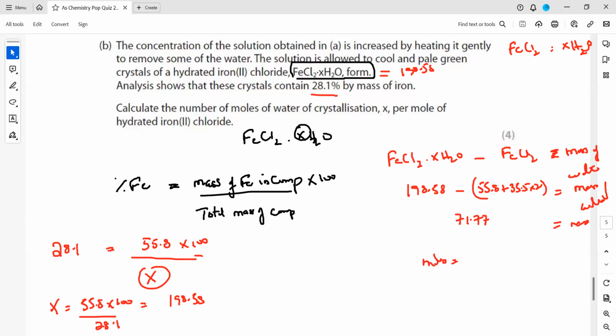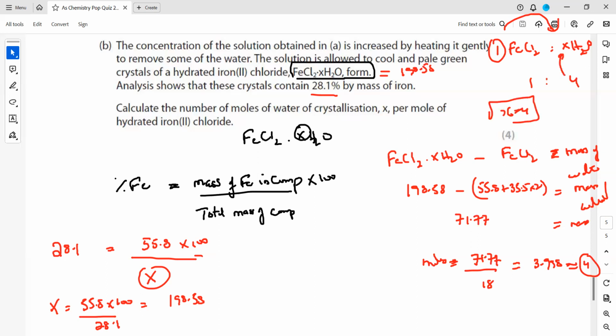Then to work out the moles of the water, here we have 1 mole of iron(II) chloride. How many moles of water are used here? Moles equals mass in grams, which is 71.77, divided by the molar mass of water, that is 18. So this will be 3.998, which is approximately equal to 4. So 4 moles of water are present in this FeCl2.xH2O. So what is the value of x? The value of x is equal to 4.